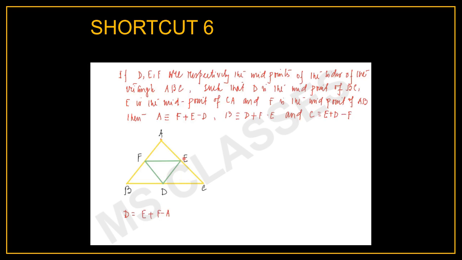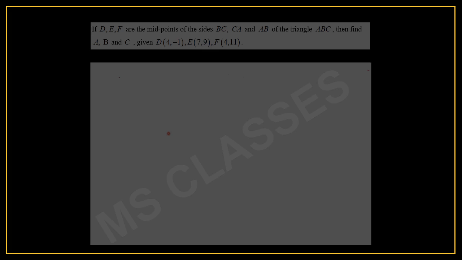Similarly, when we are finding the point E, opposite to E is this line, so D plus F minus B. And lastly, F, opposite to F we have this line, so E plus D minus C. So very easy to remember. So let us apply this in a sum. It will be more clear to us.